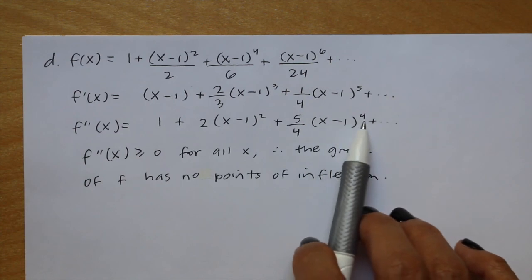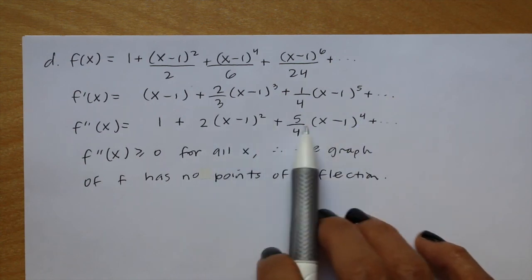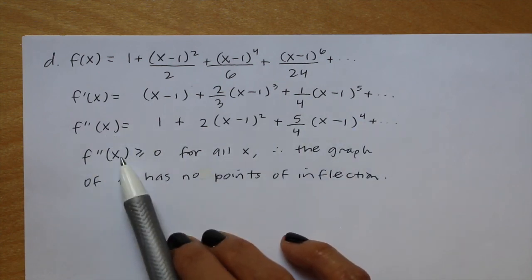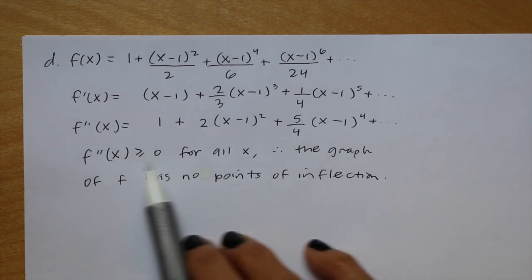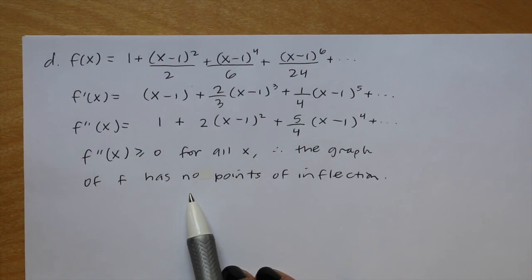Since all of these powers are even, whatever value you plug in for x, you're always going to get out a positive value. Therefore, we can conclude that f double prime of x is going to be greater than or equal to 0 for all x. Since there's no sign change on the second derivative of f, that means f has no points of inflection.